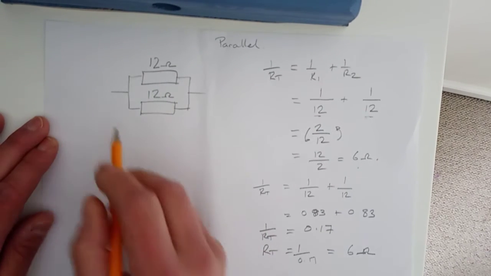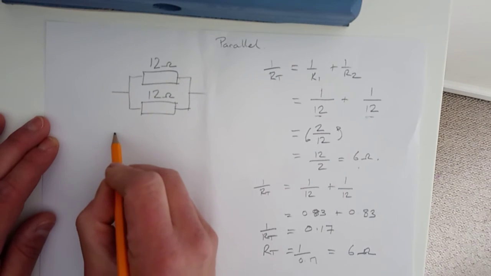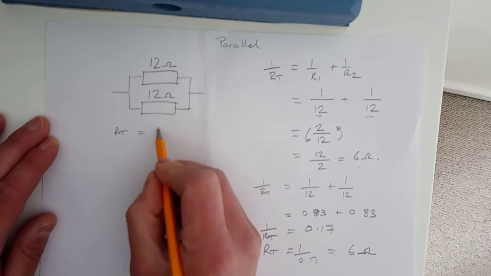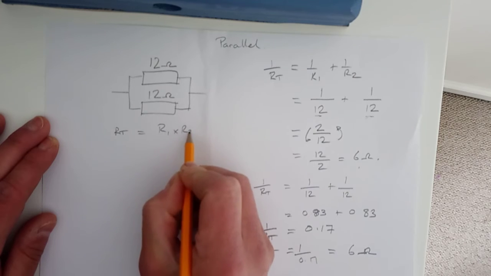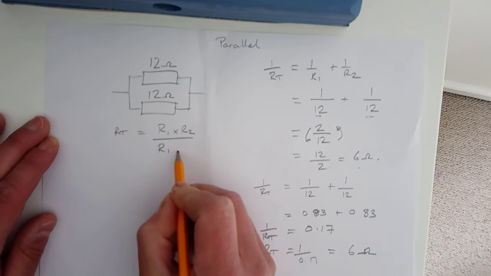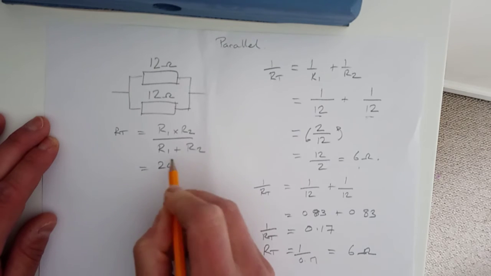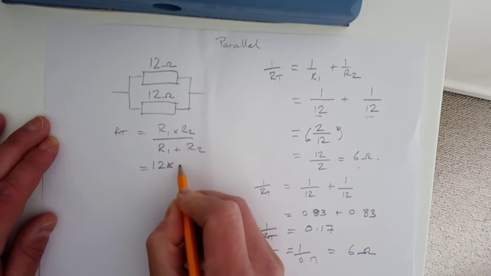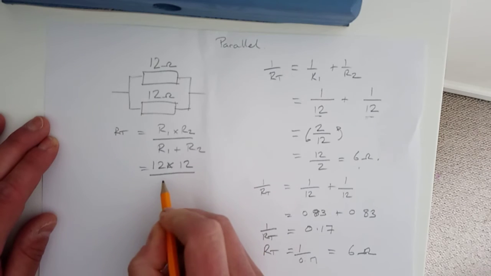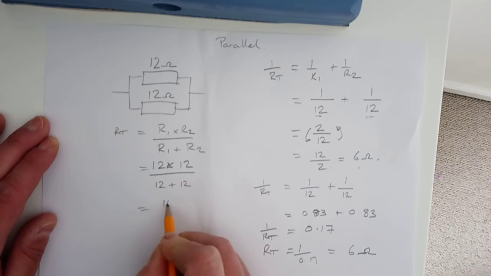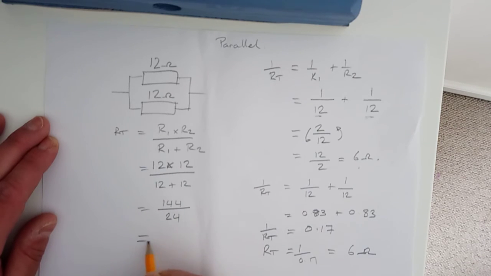Third way of doing it is using RT. This only works for 2 resistors, remember, only for the 2: R1 times R2 over R1 plus R2, which should be 12 times 12 over 12 plus 12, so 144 divided by 24, which, surprise surprise, is 6.